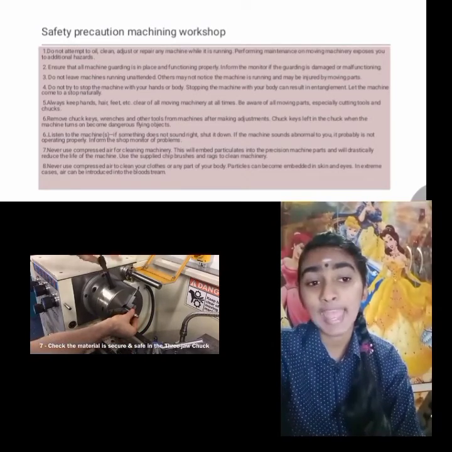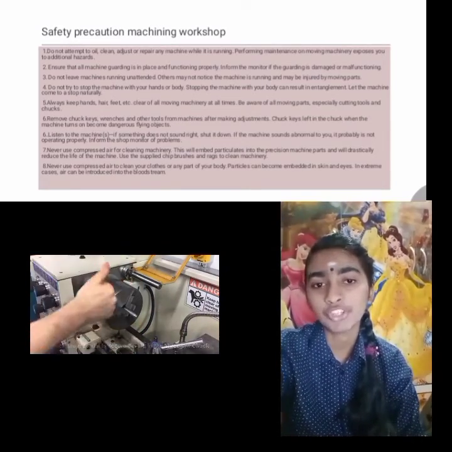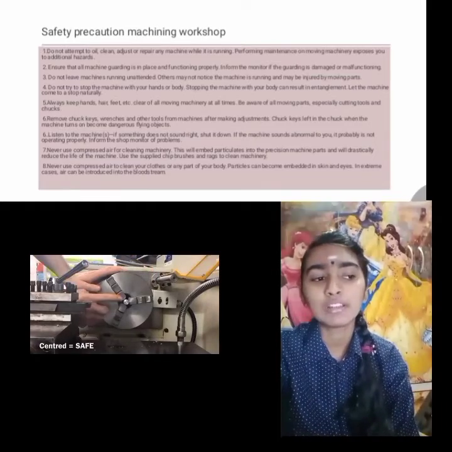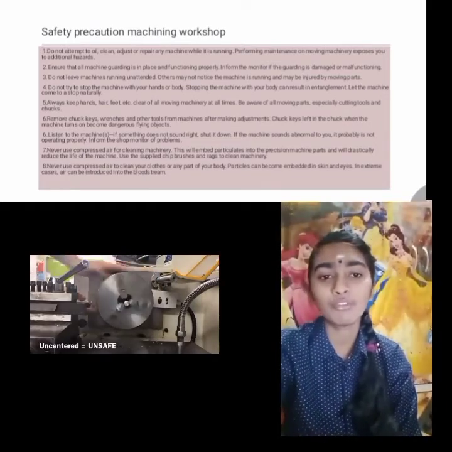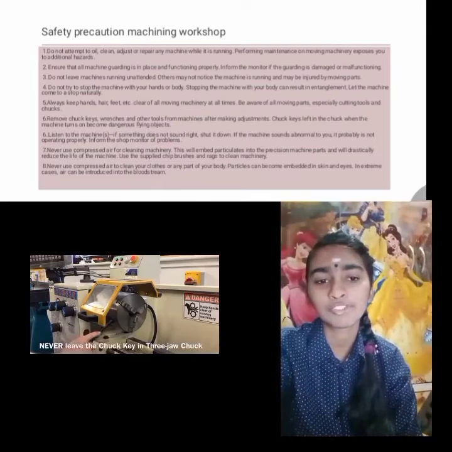Never use compressed air for cleaning machinery. This will embed particulates into the machine's parts and will drastically reduce the life of the machine. Use the supplied brushes and rags to clean machinery.